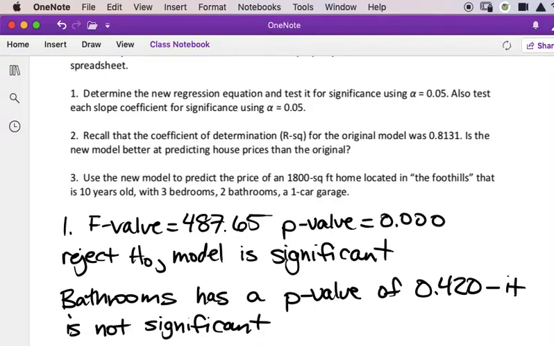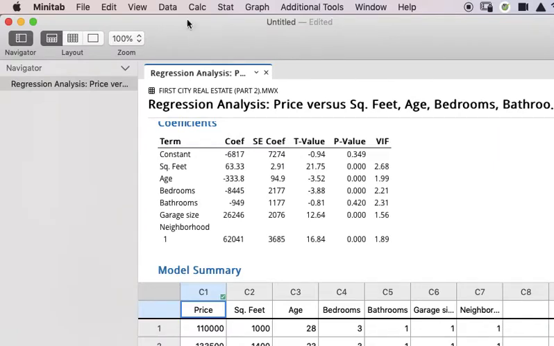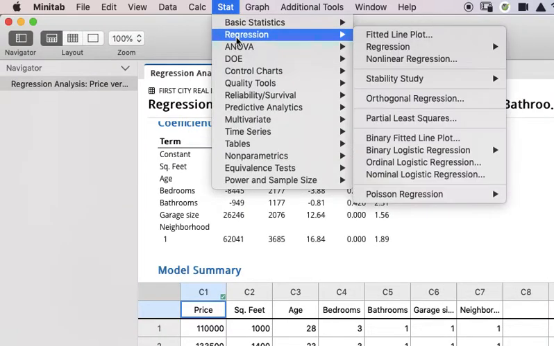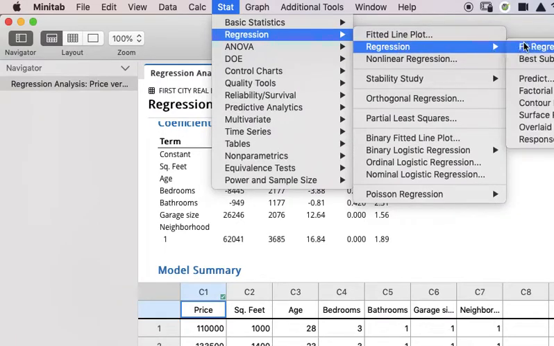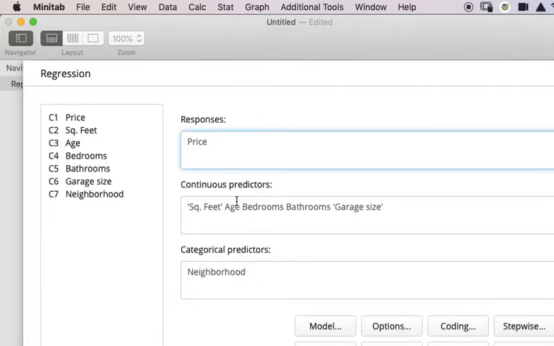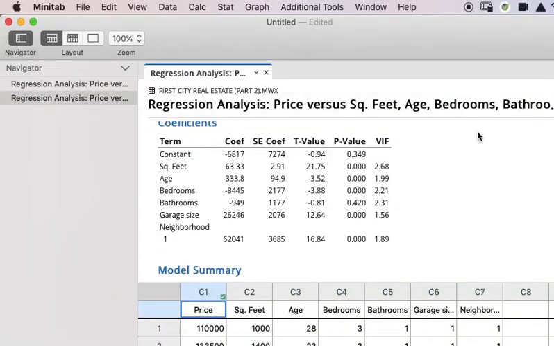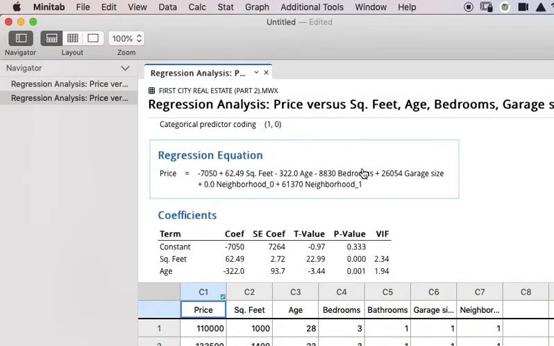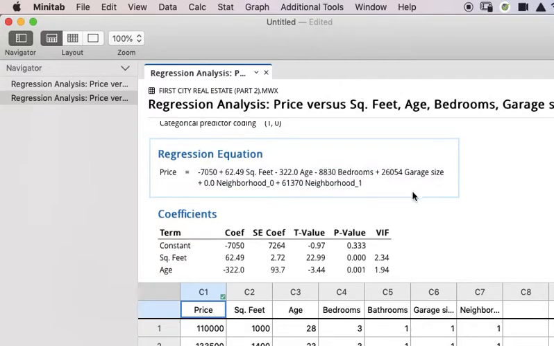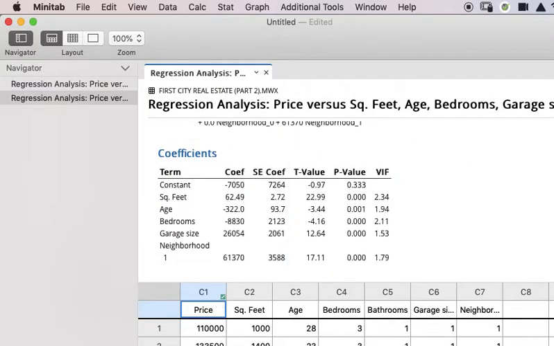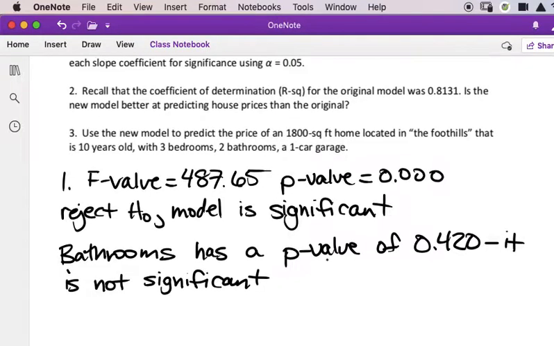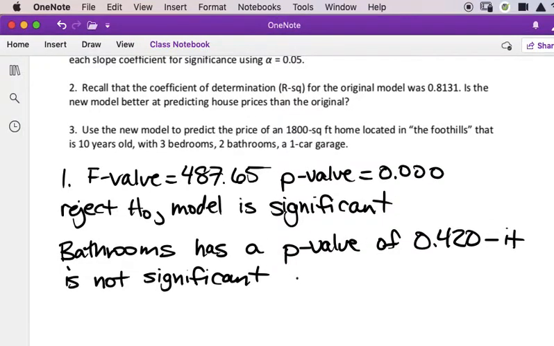So what does that tell me? Well, that tells me that I should remove it from my model before I use the model for predicting. To remove it from my model, I run the calculation again, go to regression, fit regression model, and I can simply take that out of the continuous predictors box. Then I click OK. And so here is my new model that does not use bathrooms in my equation. So it is not significant and should be removed.